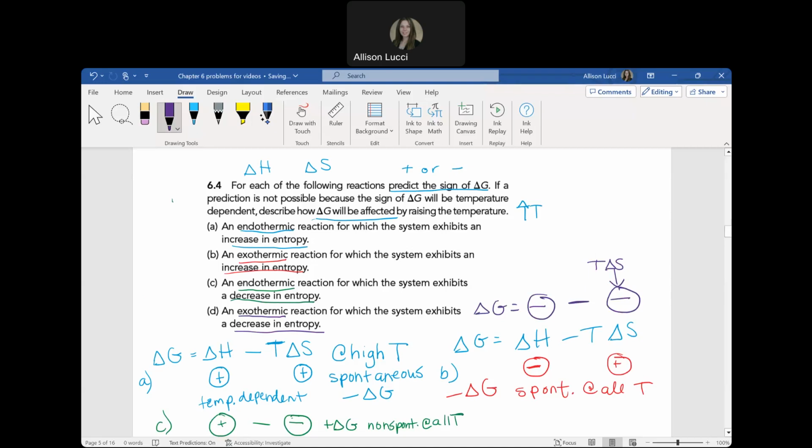At a high enough temperature, if we increased our temperature here, the second term would become more positive. So we could say then this reaction would be spontaneous at a low temperature, so at a low enough temperature. If we decrease temperature enough, this value would become insignificant and we would see a negative delta G.